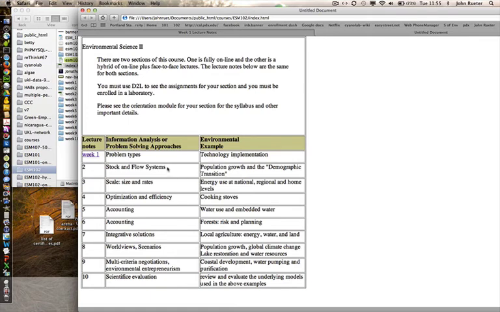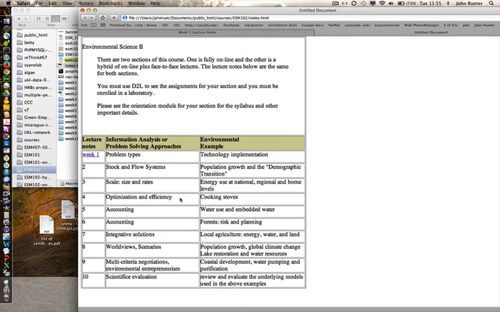Next week we're going to look at stock and flow systems, and that's how those relate to the population growth and the demographic transition. Week 3 we're going to be talking about scale, and we're going to apply that to energy use at the global, national, regional, and home levels, and what different insight do you get by looking at it at each of these different scales.